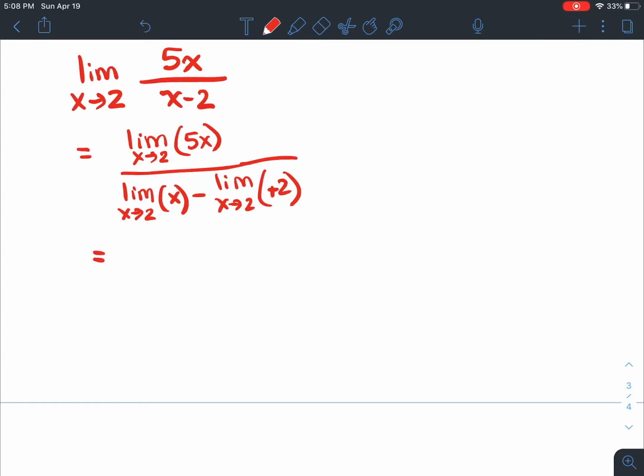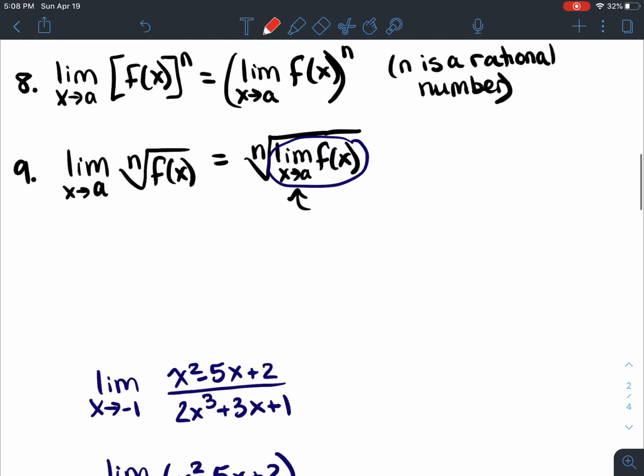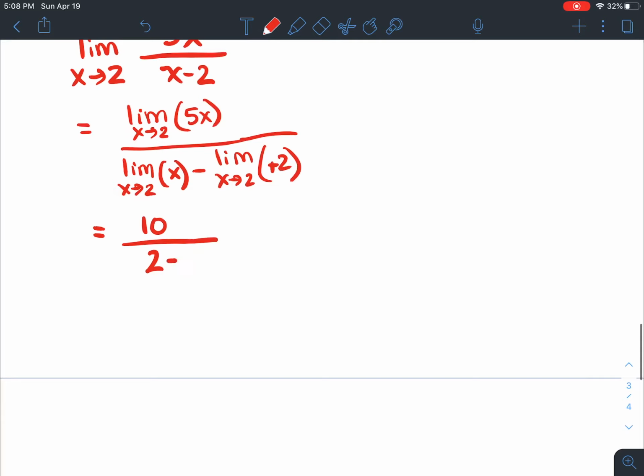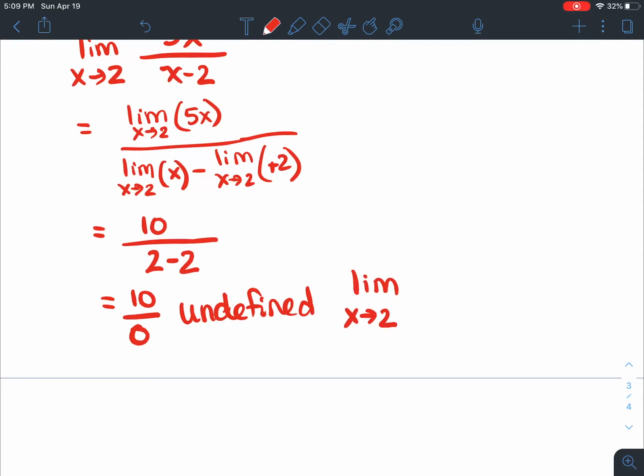The top would end up equaling 10. The limit of x as x approaches 2, that's another property, property number 2, and that value would just be 2. Minus, this is the constant property, that's just going to equal 2. So we get 10 over 0, which is undefined. So we would say that the limit as x approaches 2 of 5x over x minus 2 does not exist. There are cases where that happens sometimes.